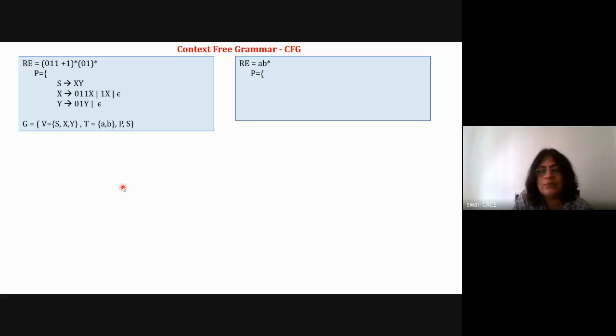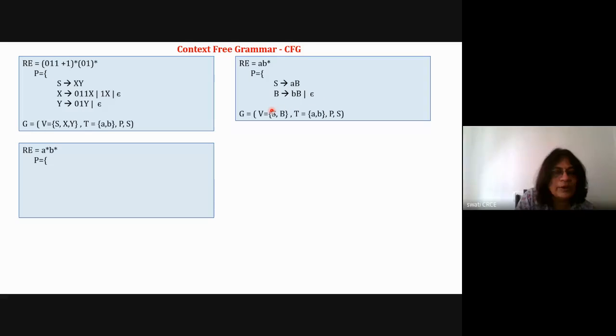So S will be small a, capital B, and capital B will be small b, capital B, and epsilon. Okay, then A star, B star: A for any number of times, then B for any number of times. So S will be AB, and then A will be small a capital A or epsilon, and capital B will be small b capital B or epsilon.